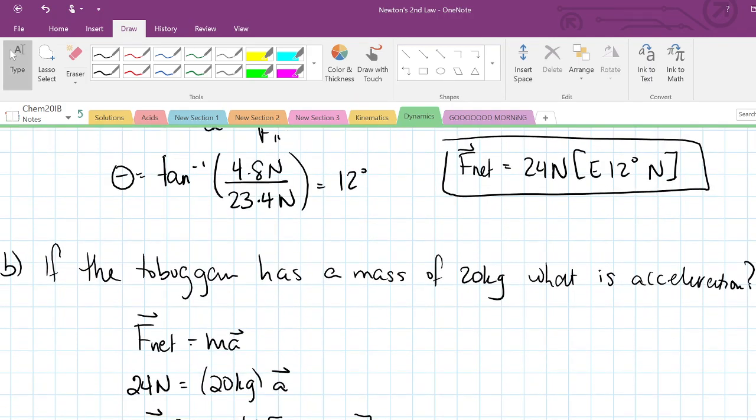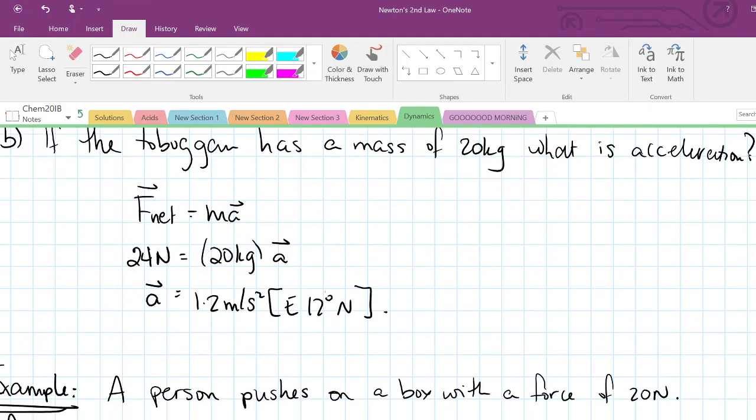The second part says, well, if the toboggan has a mass of 20 kilograms, what is the acceleration? So I know the net force is 24 newtons. I know the mass is 20 kilograms. My acceleration is 1.2 meters per second squared in this direction, east 12 degrees north. So that's a bird's eye problem.